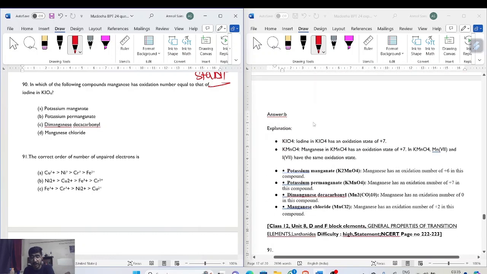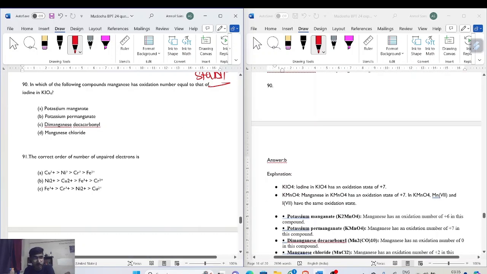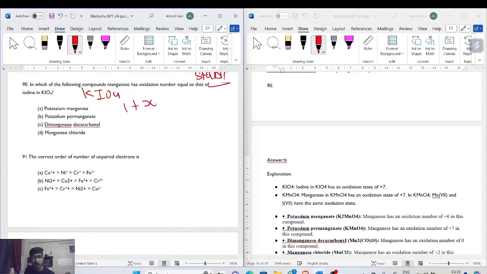Now question number 90. In which of the following compounds does manganese have an oxidation number equal to that of iodine in KIO4? So we have to check the oxidation state of iodine in KIO4. The oxidation number of potassium is +1, for iodine we can take X, and for oxygen it will be -8 because of 4 oxygen atoms, which will equal 0. So X will be equal to 7. So iodine here is present in the +7 oxidation state.